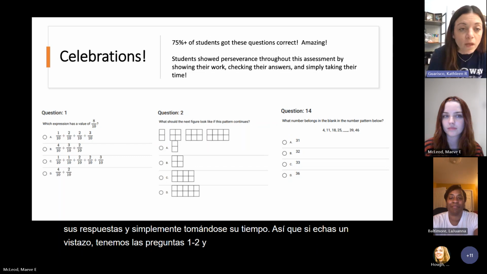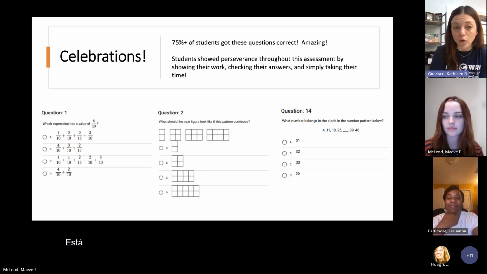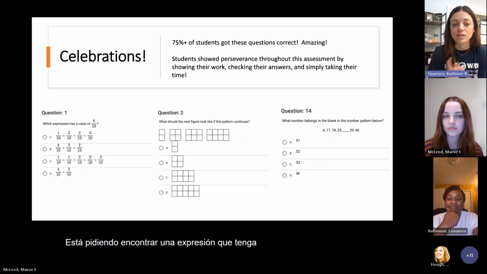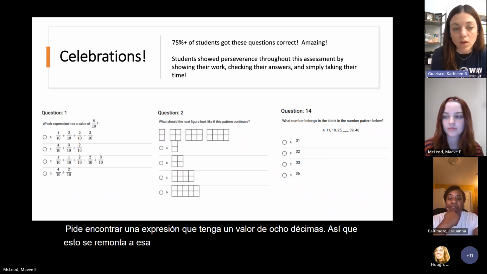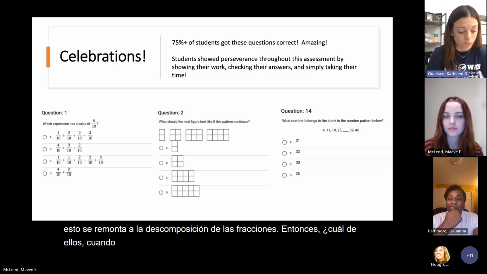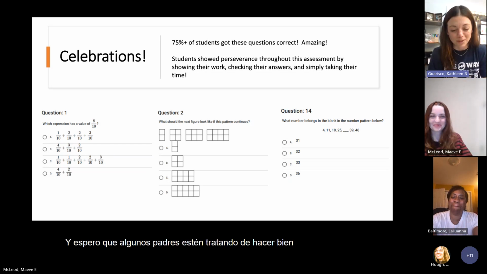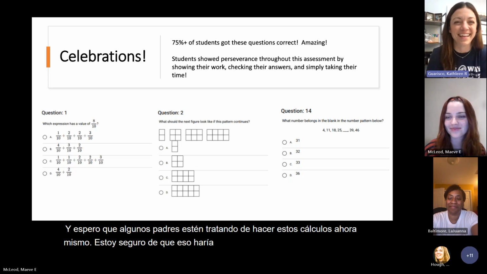Question 1 is asking to find an expression that has a value of 8/10. So this goes back into that decomposing of fractions. Which one of those, when added together, would equal 8/10? And I hope some parents are out there trying to do this math right now. I'm sure that would make your child and your teachers very happy.